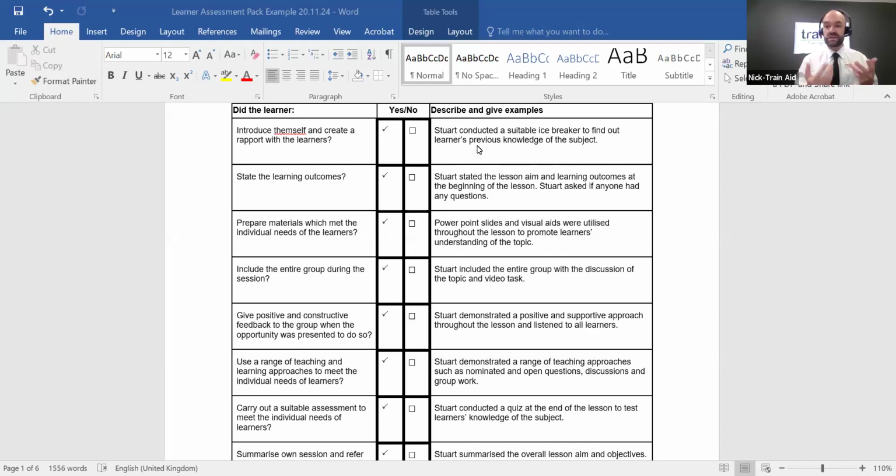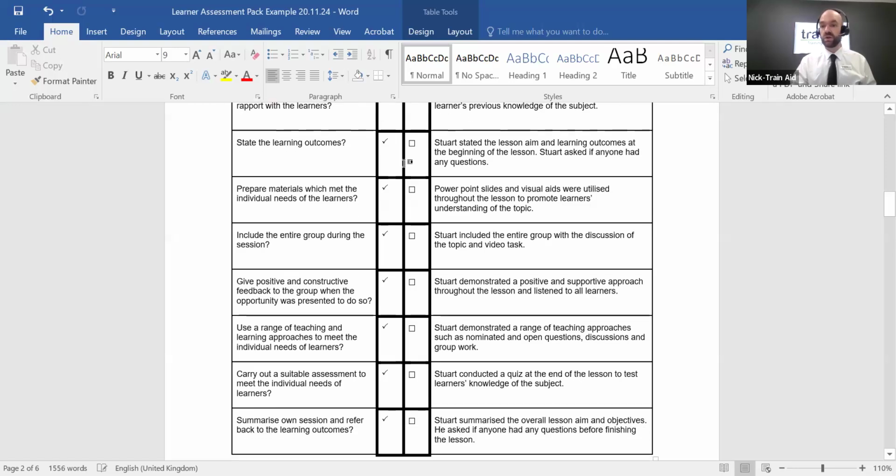So once again, it's absolutely fine for you to write no, but you need to write a reason why. So basically, what did you see? Okay. Once again, with this form, you can obviously put no, and then you just need to write the reasons there. Okay. So mine was a yes. Okay. So Stuart did a very good introduction to the lesson there.